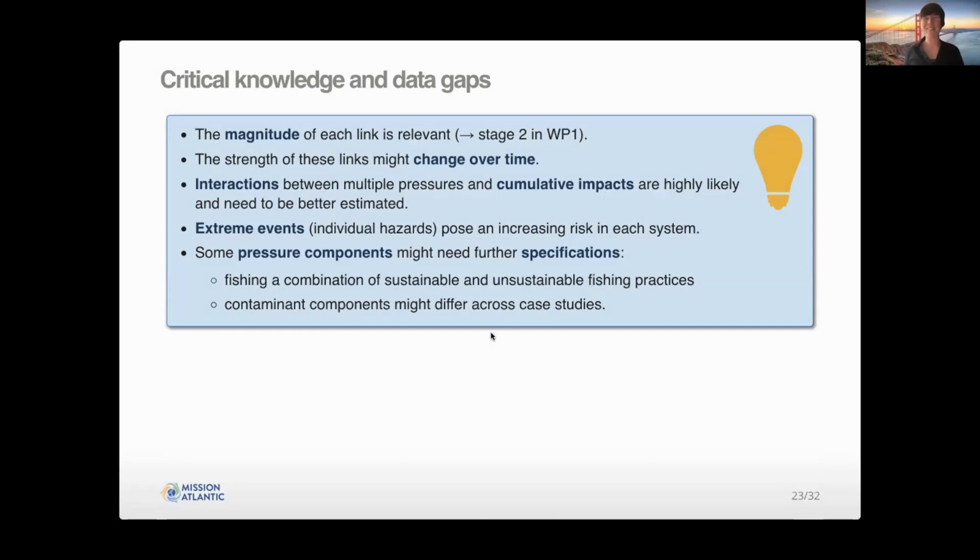So the critical knowledge and data gaps identified were, first of all, of course, that the magnitude counts and is relevant, and that is stage 2 in work package 1, which he already did, and we've seen results from David. However, what we also haven't anticipated yet or accounted for is that the strength of these links might change over time.